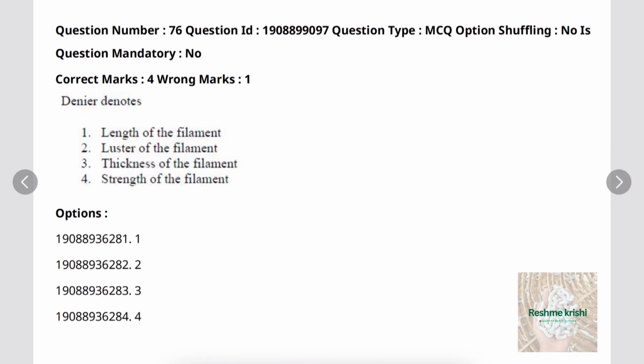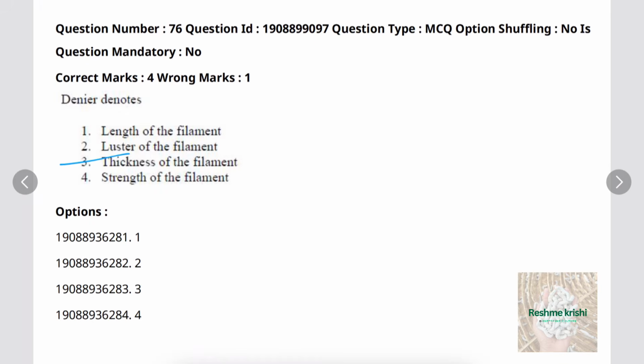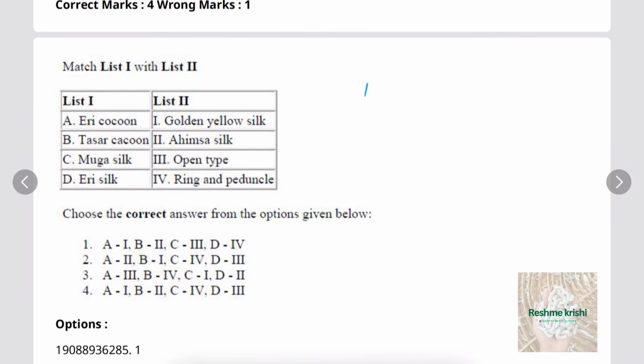Denier denotes, this is a very simple topic and simple question which has been asked. Denier denotes always thickness of the filament. Okay, see here, the match the following comes. Match the following here: eri cocoon, tassar cocoon, muga silk, and eri silk. See, always we know eri is ahimsa. Why is it called ahimsa? Because open mouthed cocoons come in eri, so it is ahimsa.